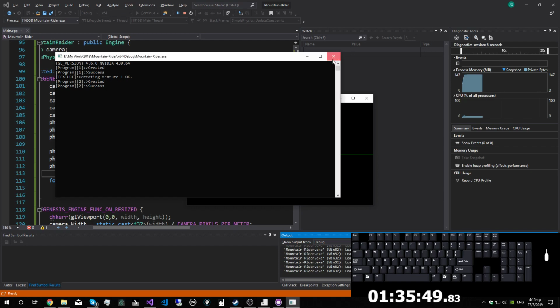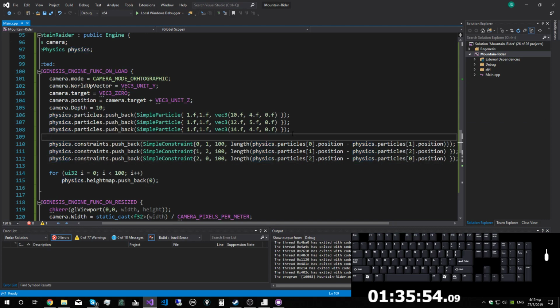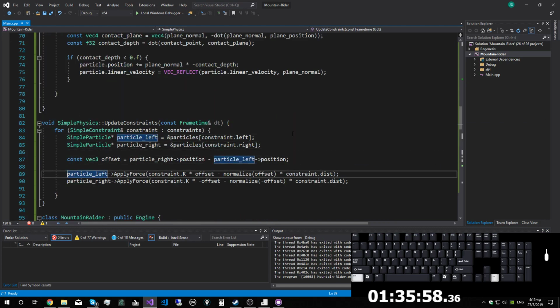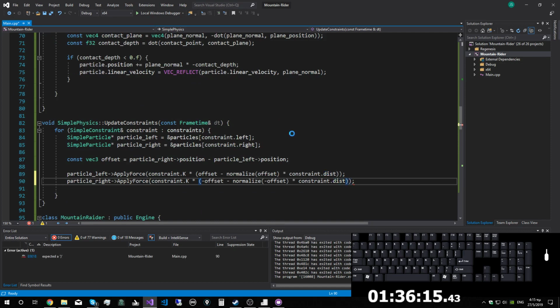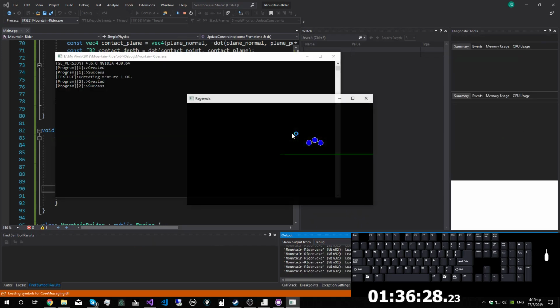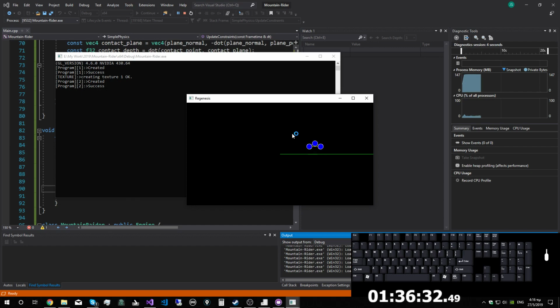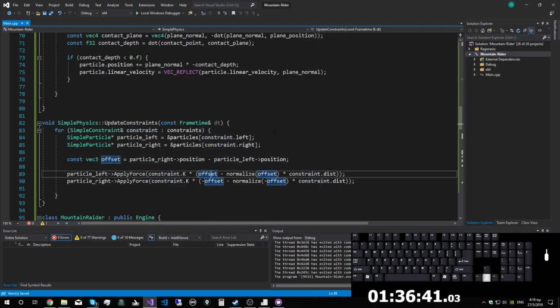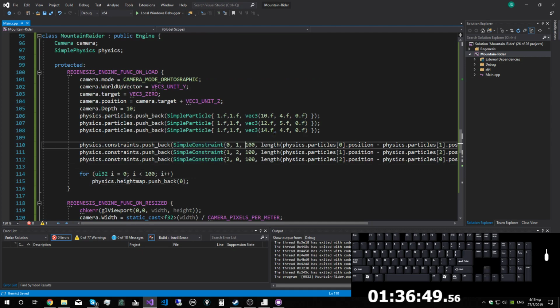No. Right. Ah, boy. Oh, look at that. Okay. We are getting there. We are getting there. After 30 minutes of debugging, let's go 1000.